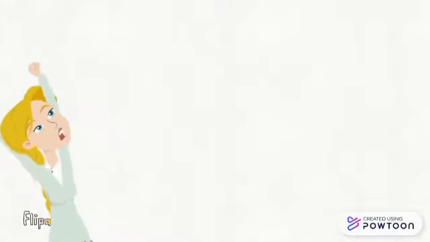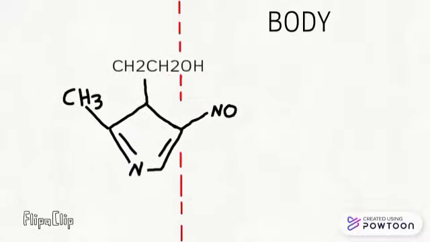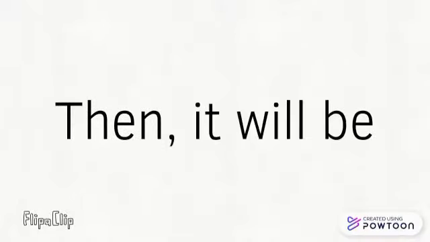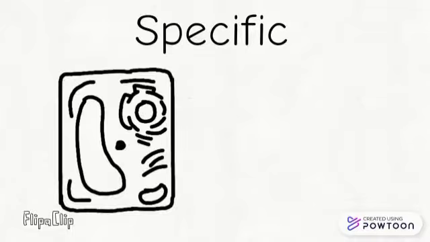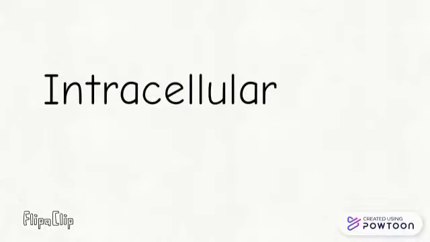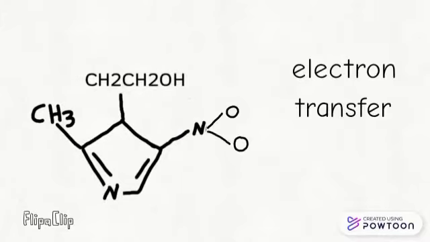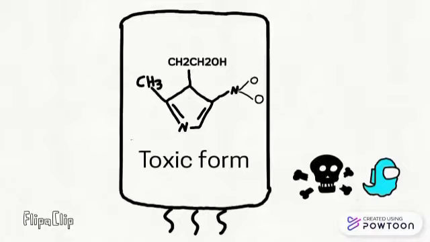Mechanism of action. When we consume metronidazole, first it will enter the body as a prodrug by passive diffusion. Then it will be activated in the bacterial cytoplasm or in specific organelles in the cell. In the target location, intracellular reduction will happen, in which the nitro group will accept an electron via the electron transfer mechanism. Thus, it will be converted into a short-lived nitroso free radical.